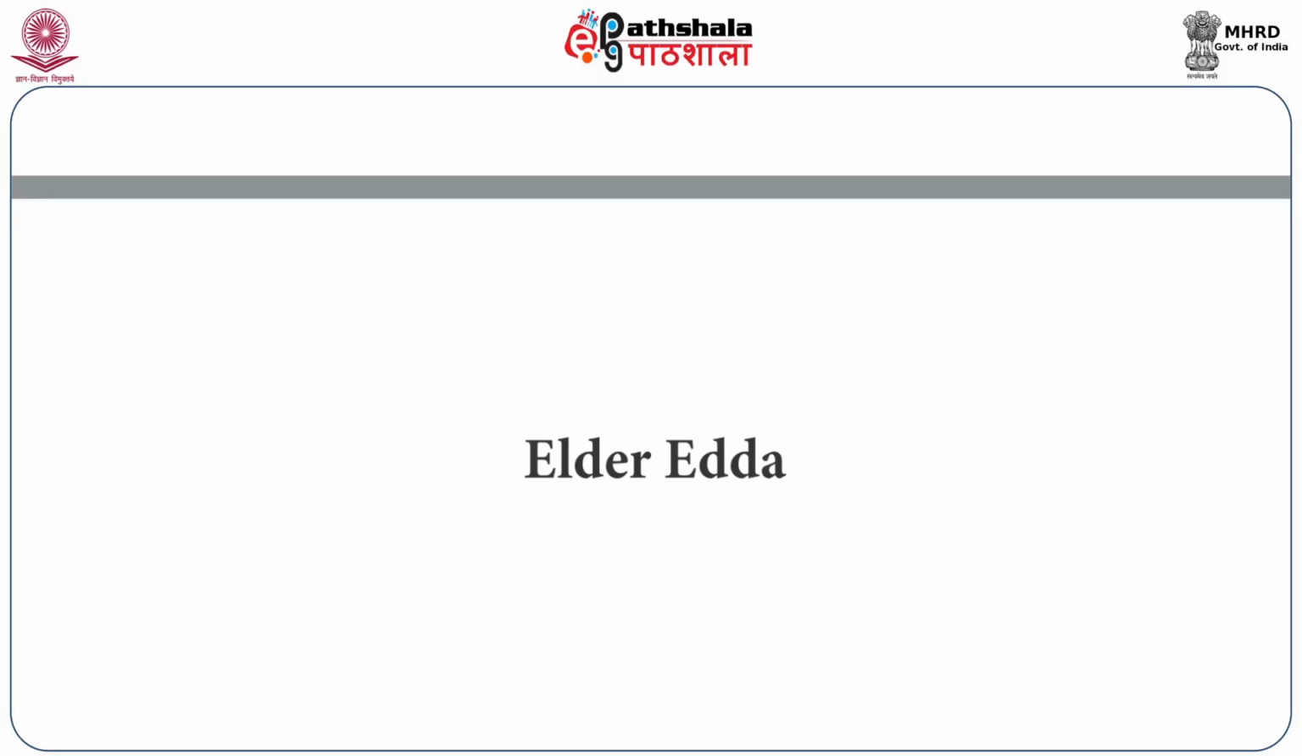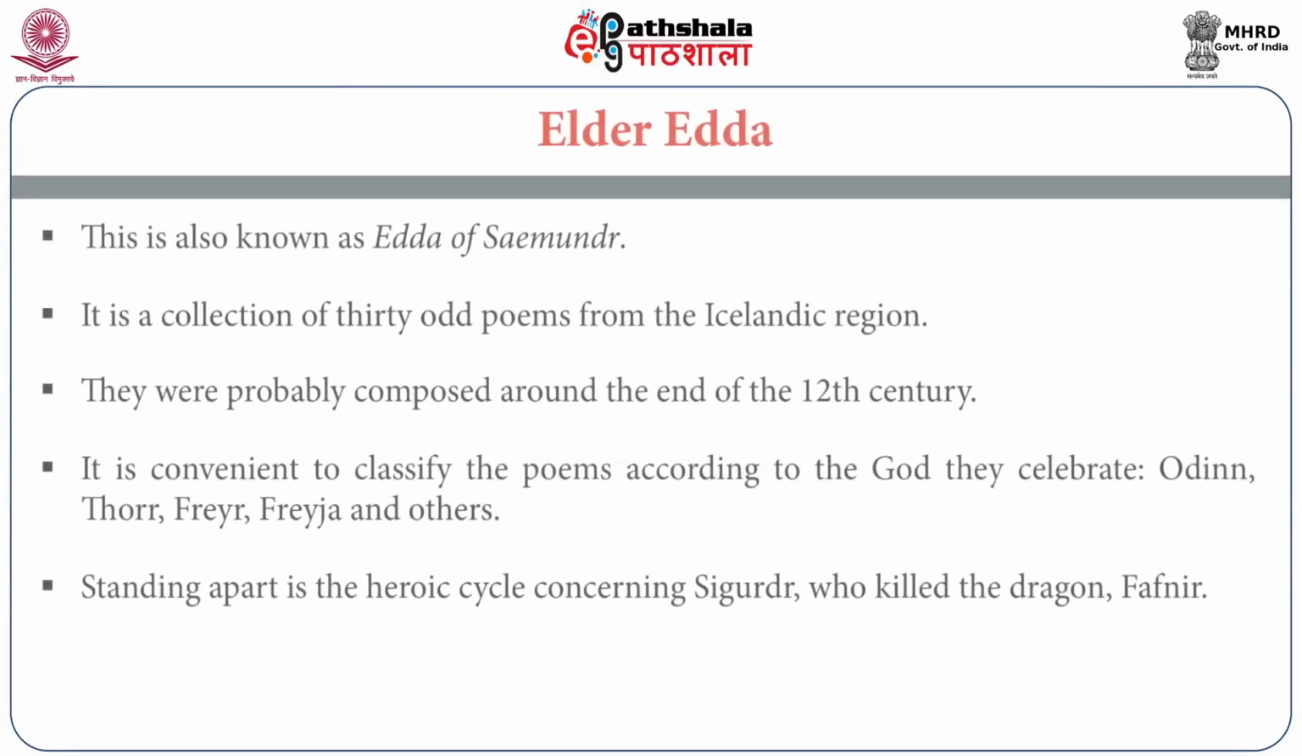Elder Edda. This is also known as Edda of Saemund or Poetic Edda. It is a collection of 30-odd poems from the Icelandic region. They were probably composed around the end of the 10th century, and it is convenient to classify the poems according to the god they celebrate: Odin, Thor, Freyr, Freyja, and others. Standing apart is the heroic cycle concerning Sigurd, who killed the dragon Fafnir.